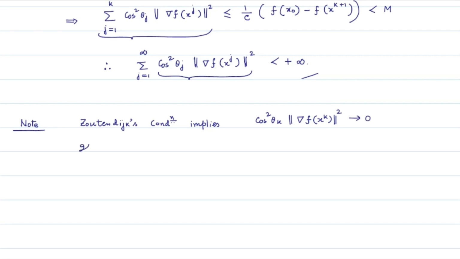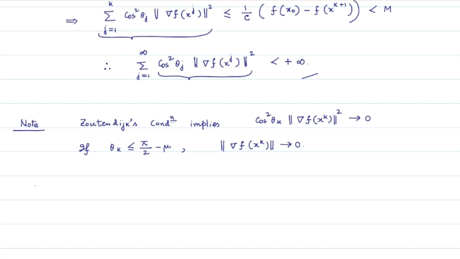So if we consider that theta k is uniformly bounded away from pi by 2, then we certainly have cosine square theta k greater than or equal to sine square mu, and hence norm of grad f(xk) converges to 0. And that is exactly what we mean by global convergence. So the global convergence of the descent methods with inexact line searches can be realized provided that the search directions, these dk's, are never too close to orthogonality with the gradient.